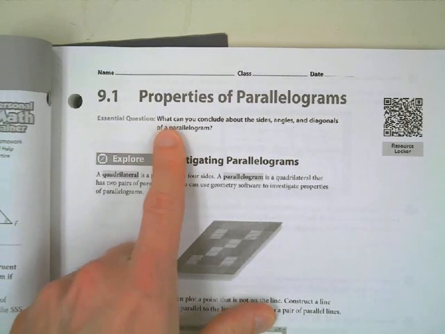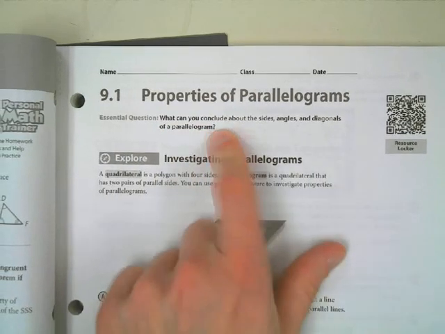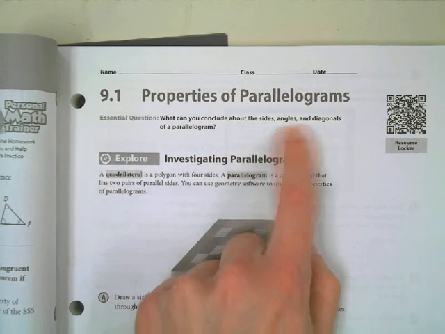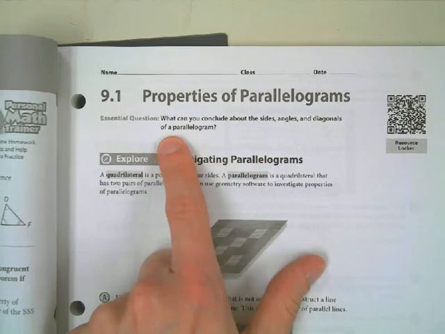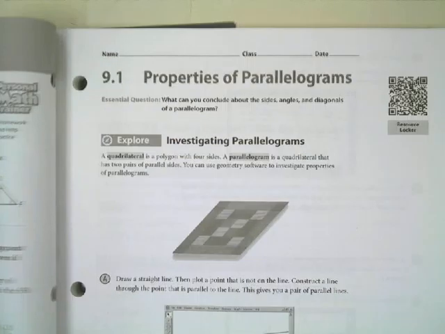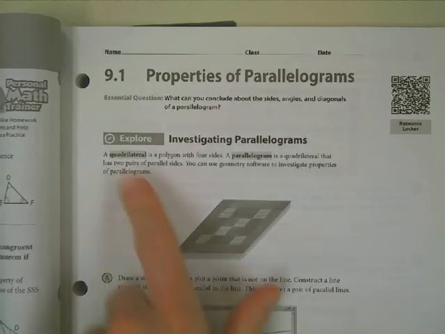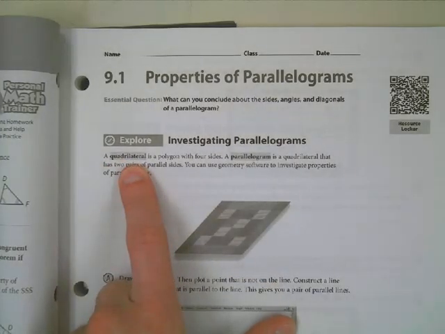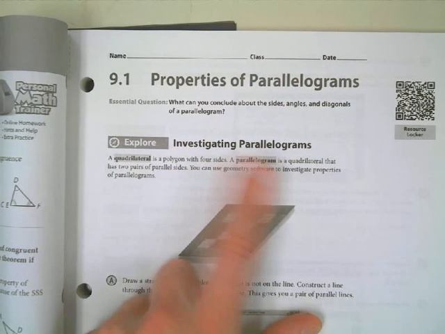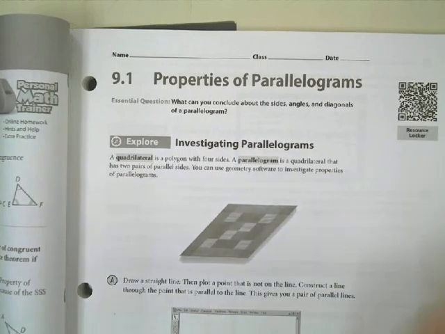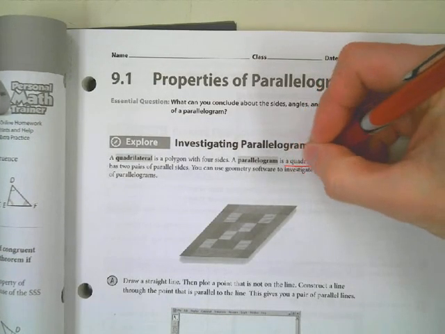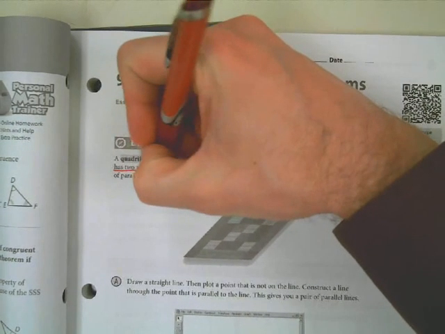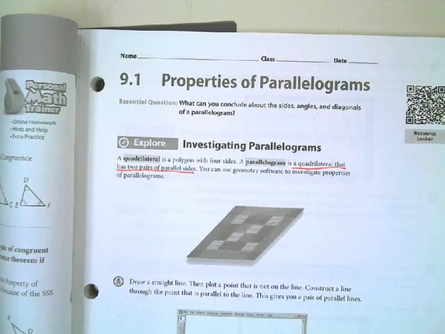So, a central question: what can you conclude about the sides, angles, and diagonals of a parallelogram? All right, so what is a parallelogram? Well, first we're talking about a quadrilateral, right? We all know what a quadrilateral is, a polygon with four sides. A parallelogram is a quadrilateral that has two pairs of parallel sides. All right, two pairs of parallel sides.